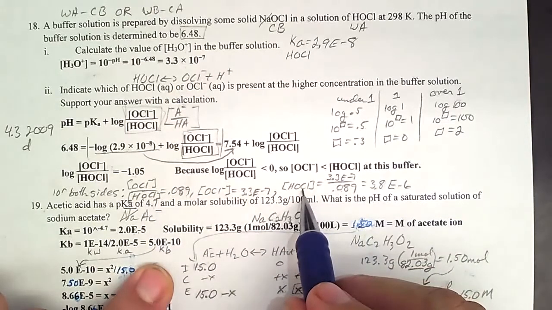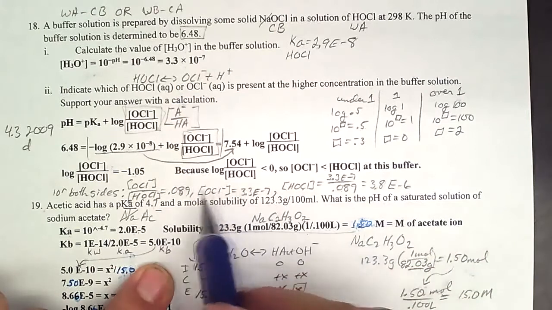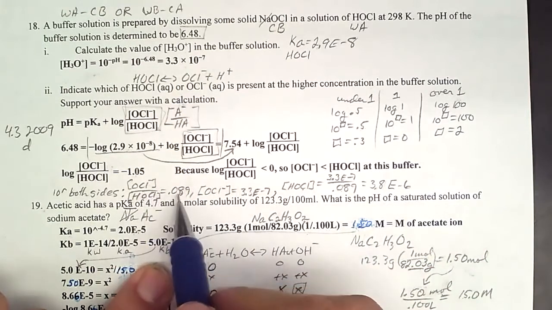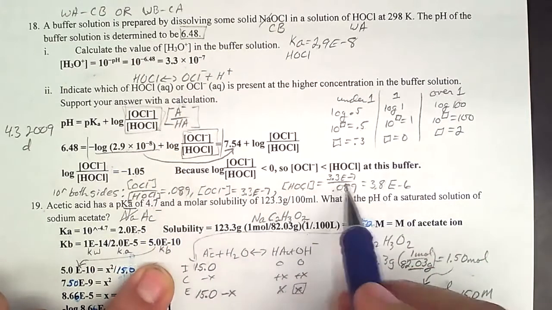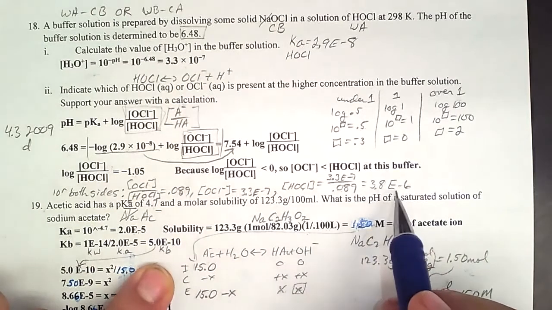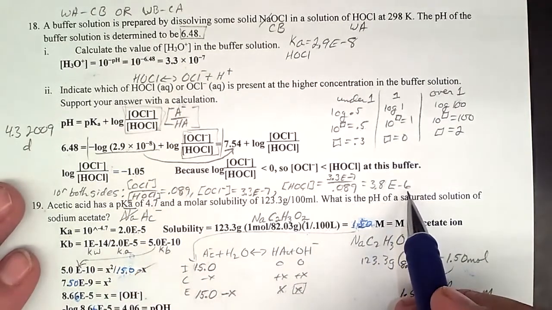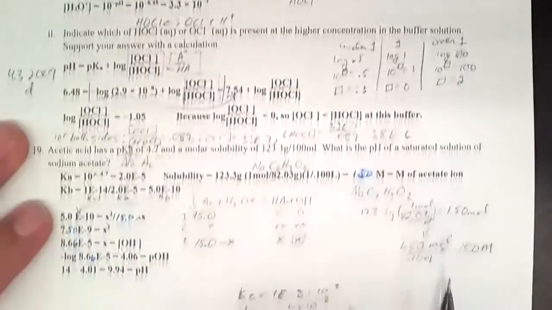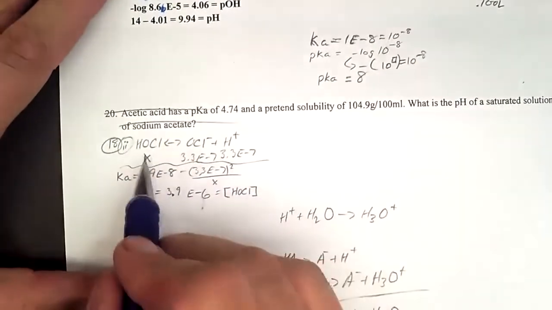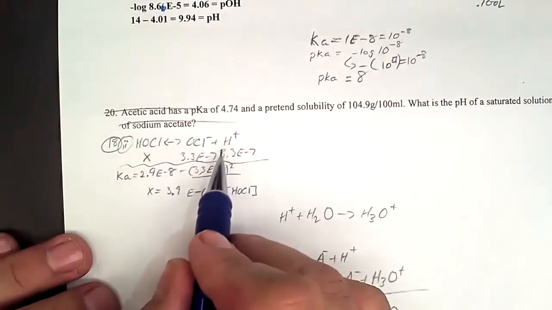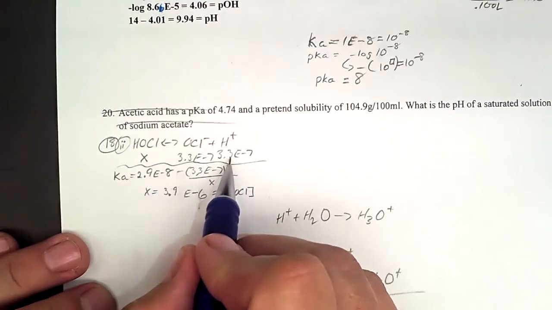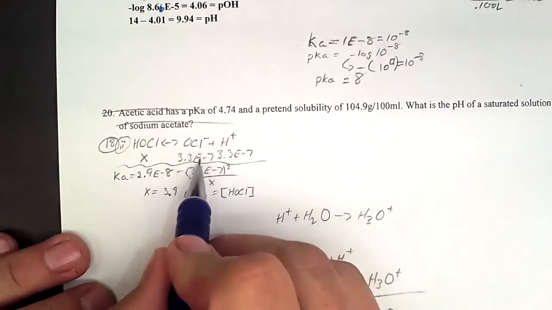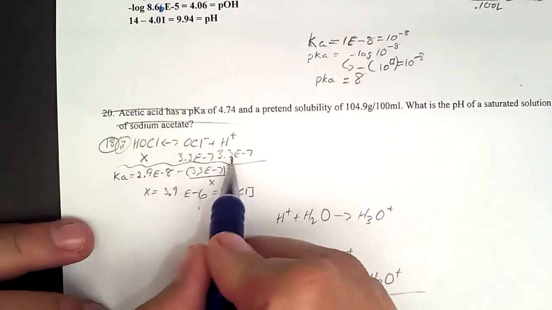The unknown molarity that I want is equal to that divided by that. And I get 3.8 times 10 to the negative 6. Now I can solve it another way. Let's set up our equilibrium expression. Remember, I found this from the pH, and this must be made in equal amounts, so these numbers are the same.